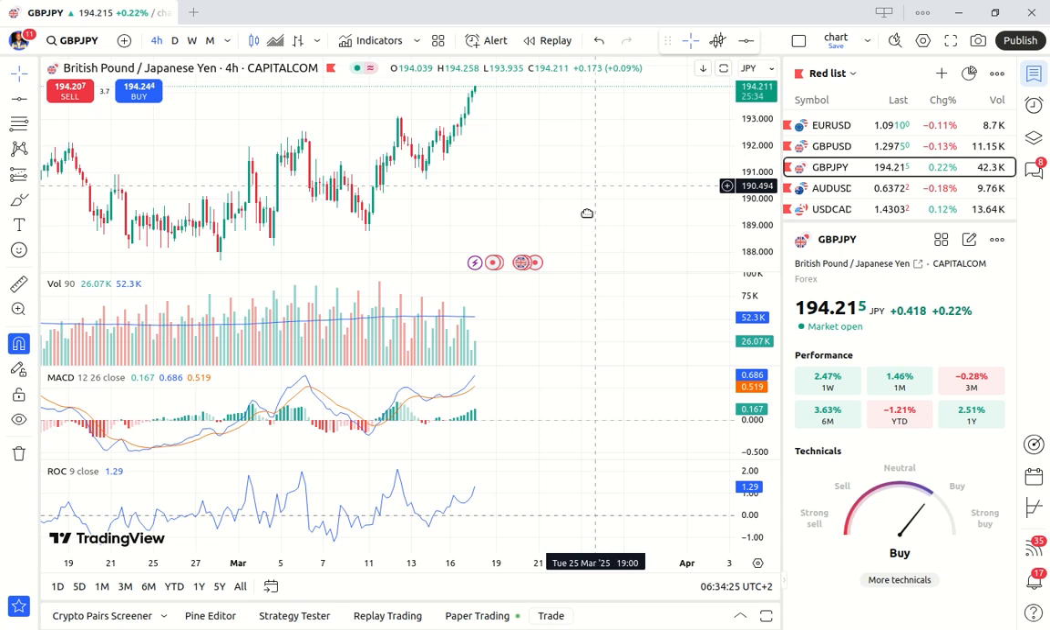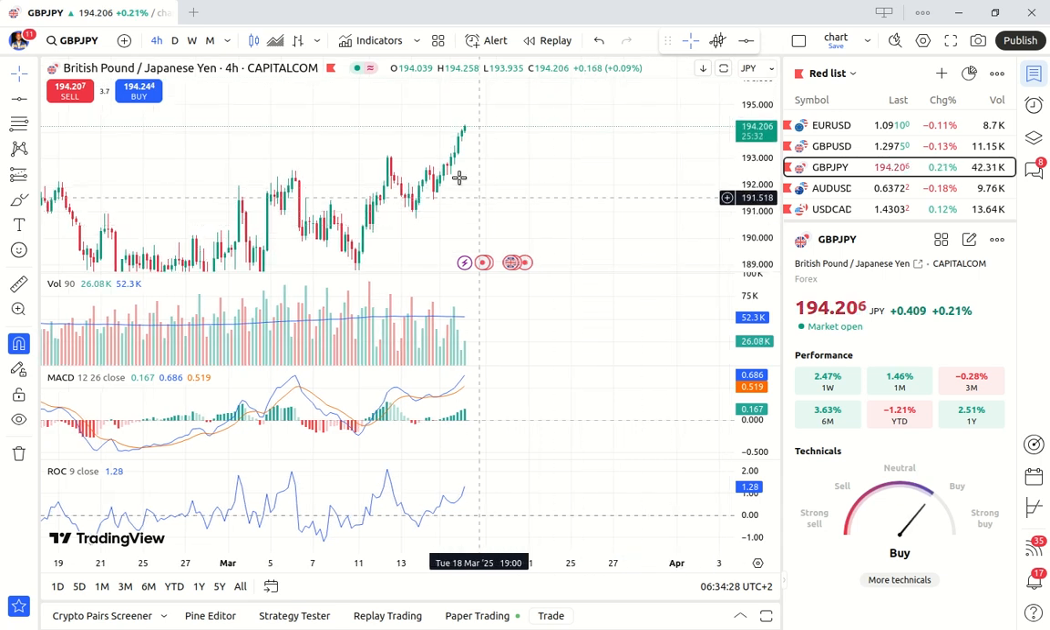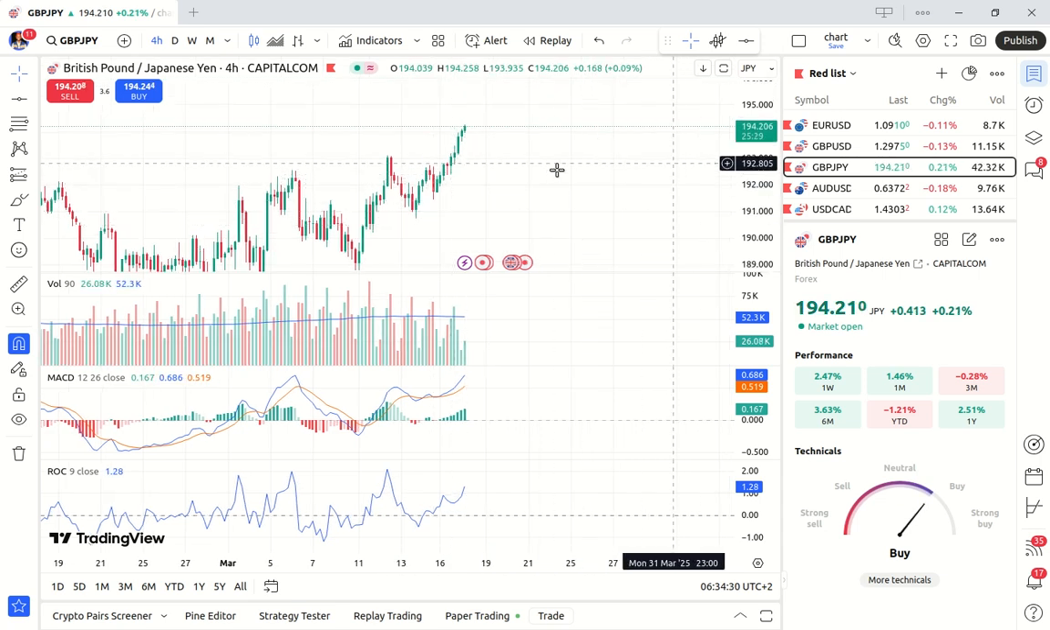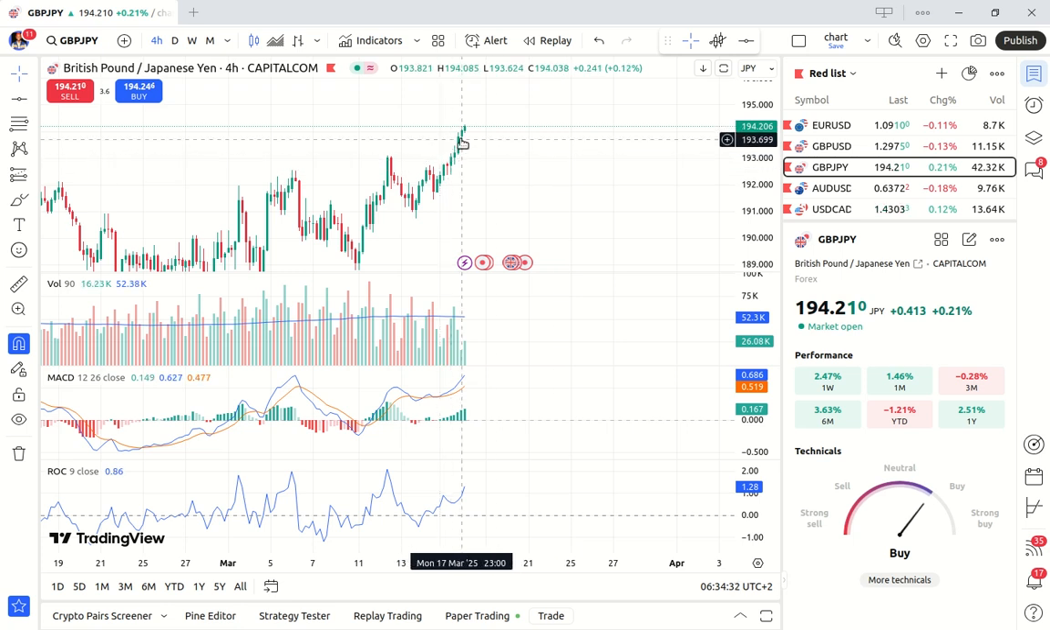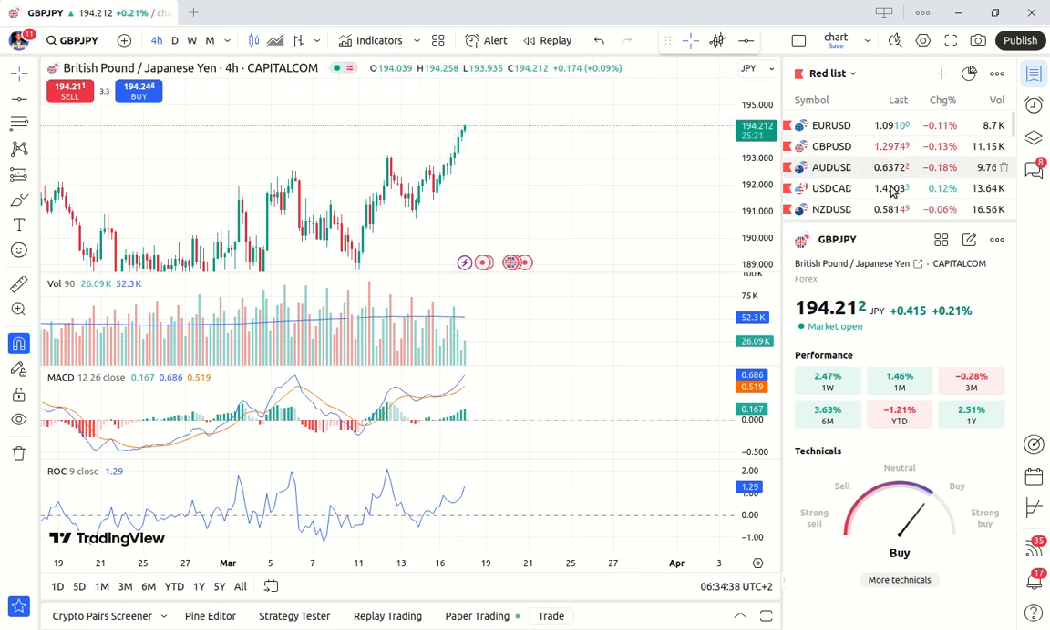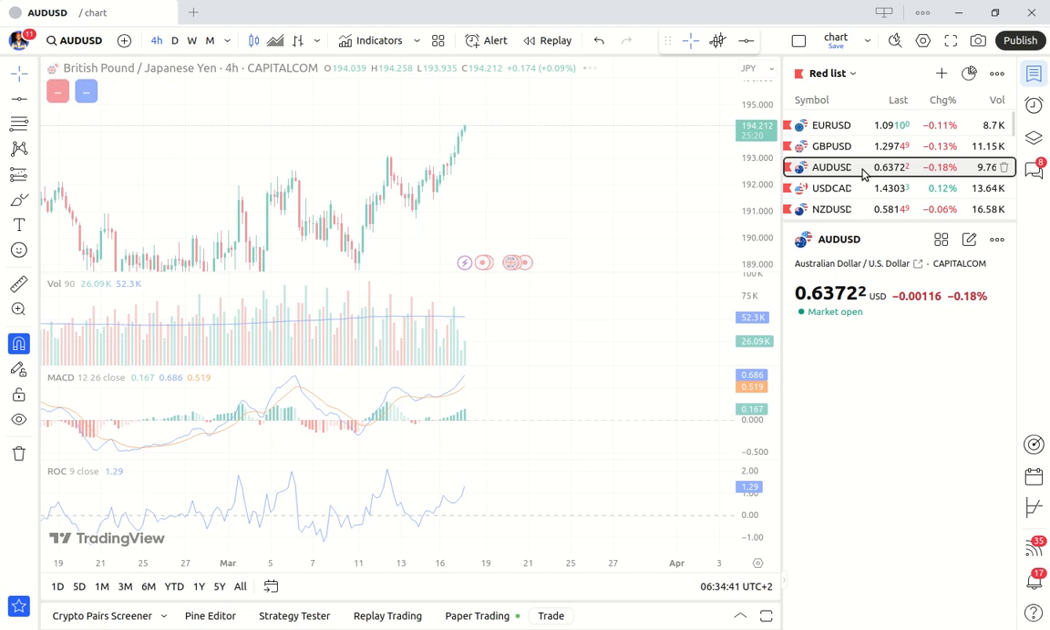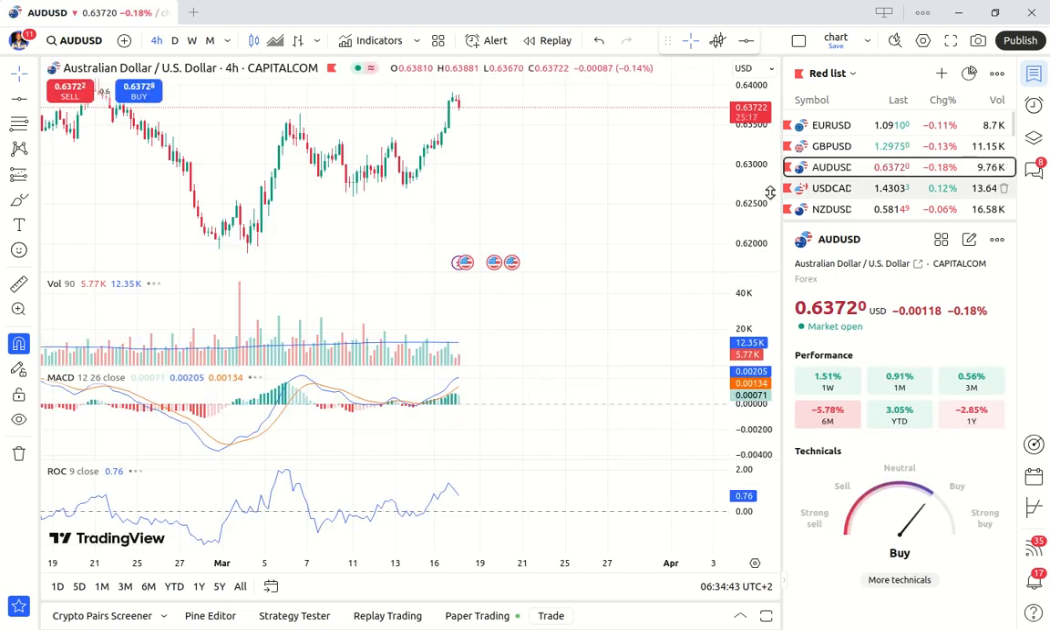Alright, so in this case, I would not enter this one because there is no sign of a pullback. So this is not a good entry. We have to have a sign of a pullback. Remember, the pullback is very, very important.